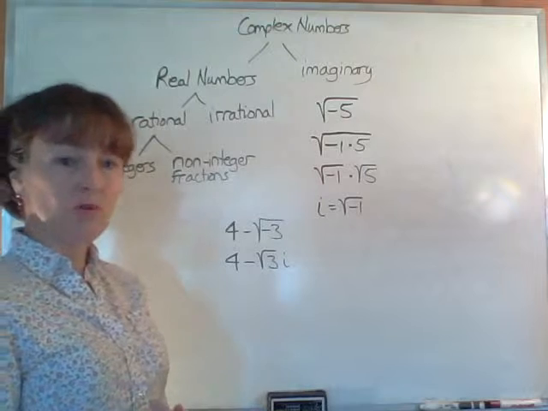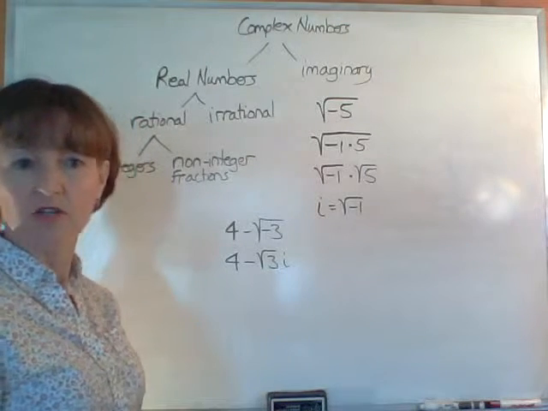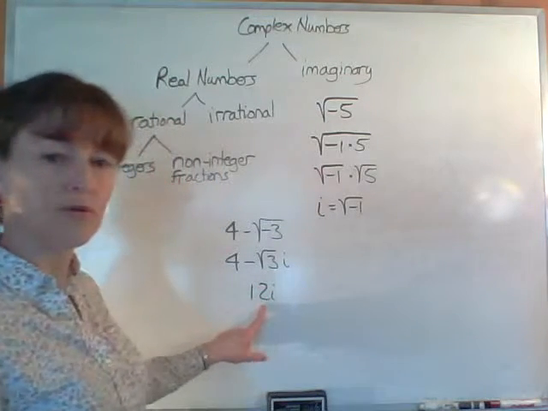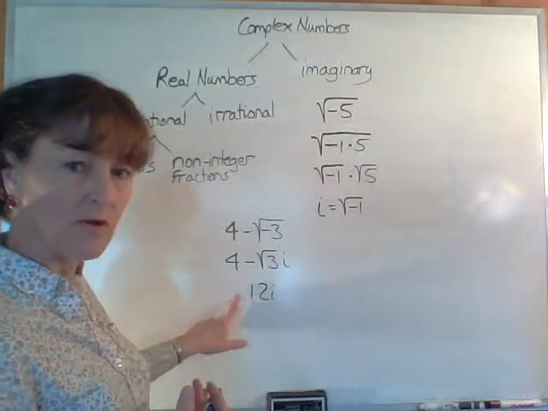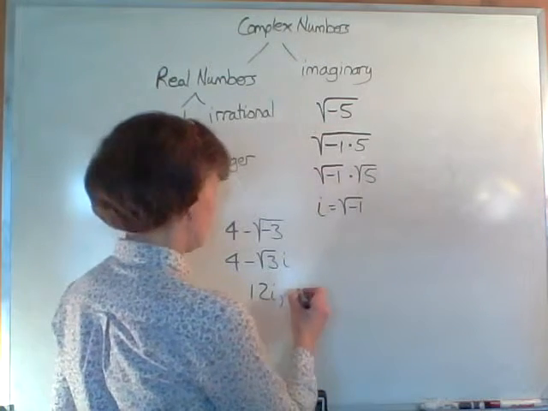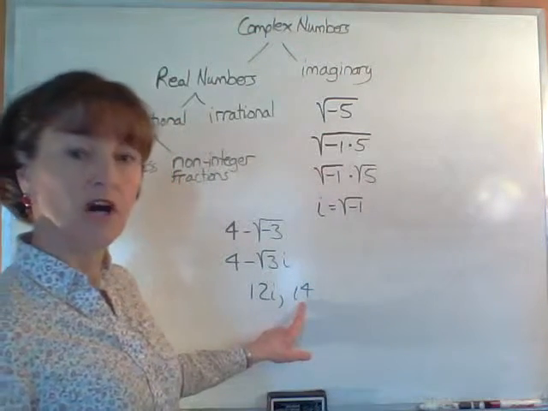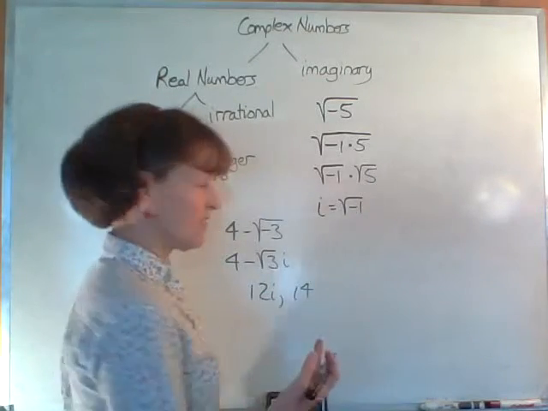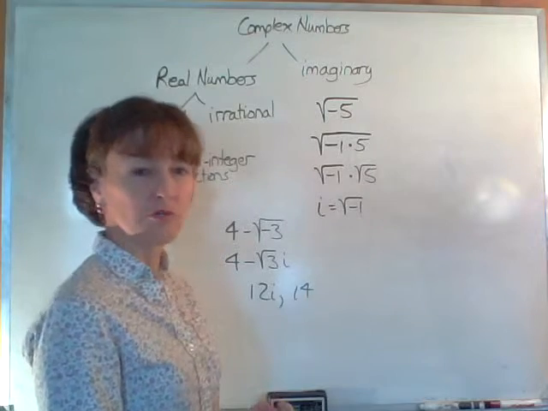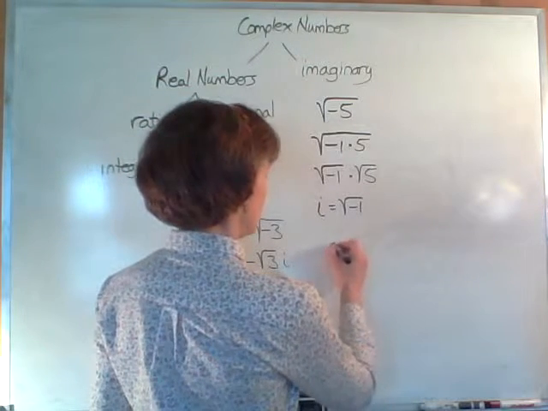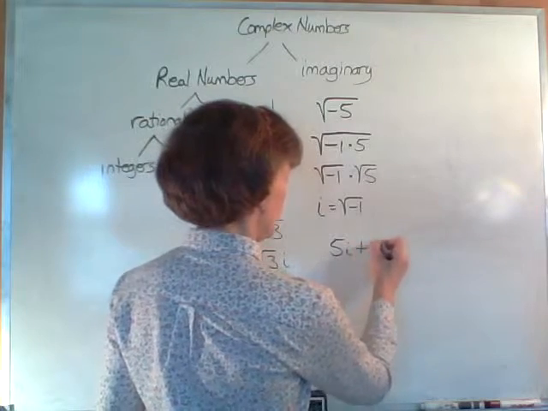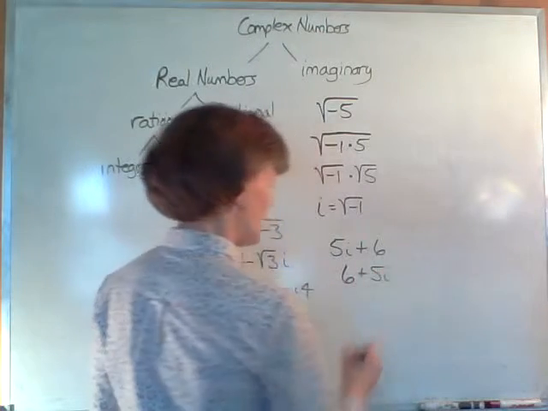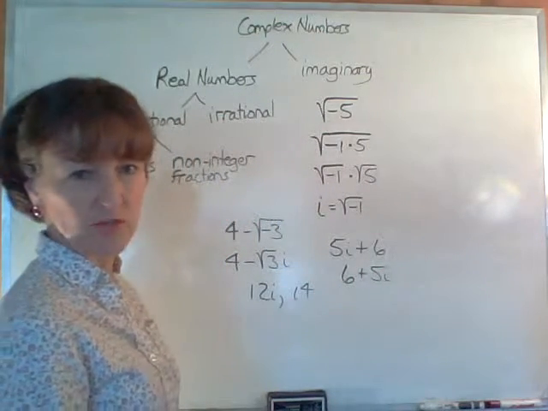Now, my complex numbers do not always have to have a real part, and they do not always have to have an imaginary part. For example, 12i is a complex number whose real part is 0: 0 plus 12i. The number 14 is a real number whose imaginary part is 0. Whenever we write a complex number, it is customary to write the real part first. So for example, if I have 5i plus 6, I would turn that around and write it as 6 plus 5i. You always want to write the real part and then the imaginary part.